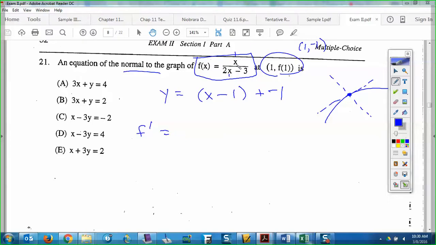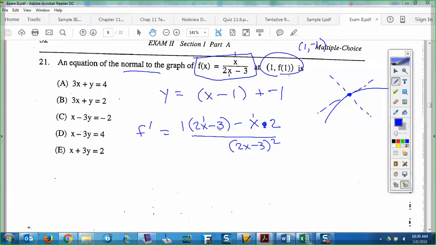Quotient rule. Quotient rule is what? Derivative of the top, bottom left alone, minus top left alone, derivative of the bottom, 2, all over, bottom squared. Right? And then all we got to do is plug in a 1. Right? Plug in a 1. So I can simplify it, but let's just plug in a 1, be just as easy.